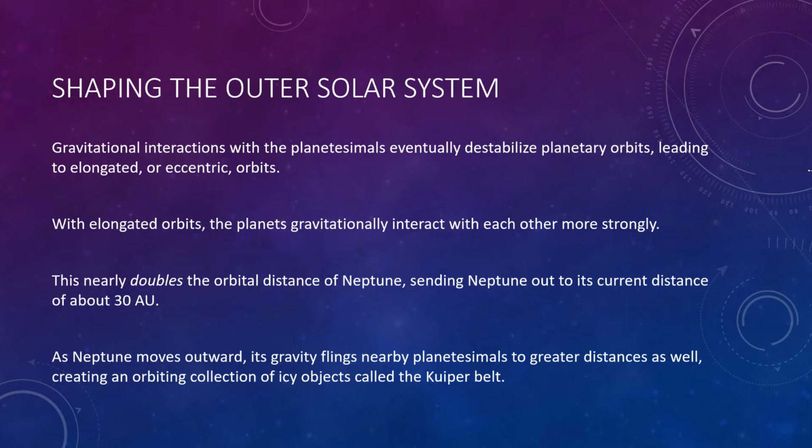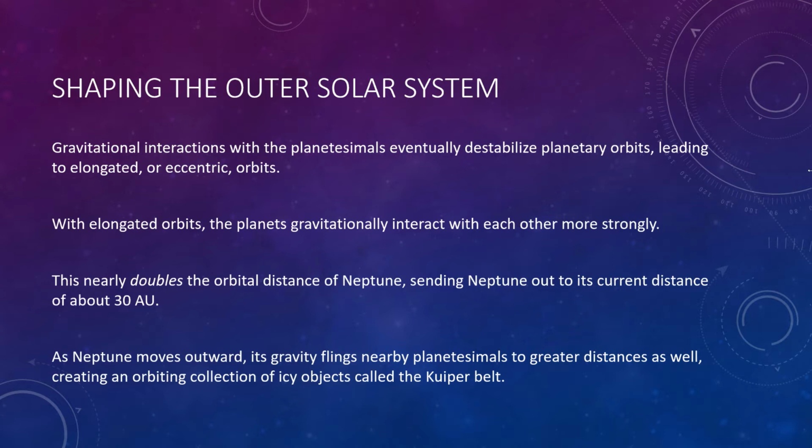Gravitational interactions with the planetesimals eventually destabilized planetary orbits, leading to the elongated or eccentric orbits that we see today. With elongated orbits, the planets gravitationally interact with each other more strongly. In many computer simulations, this nearly doubles the orbital distance of Neptune, sending Neptune out to its current distance of 30 astronomical units. As Neptune moves outward, its gravity flings nearby planetesimals to greater distances as well, creating an orbiting collection of icy objects called the Kuiper Belt.